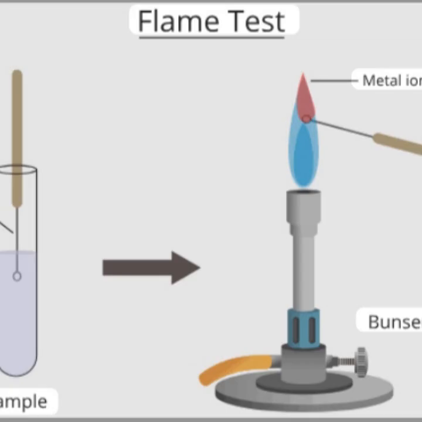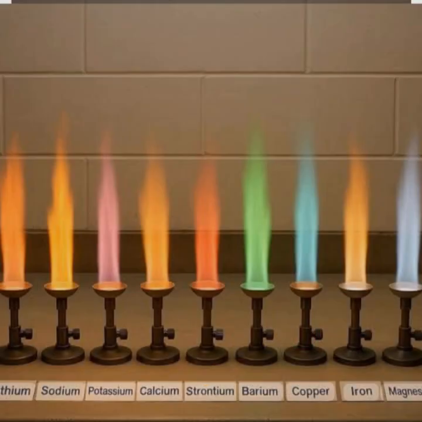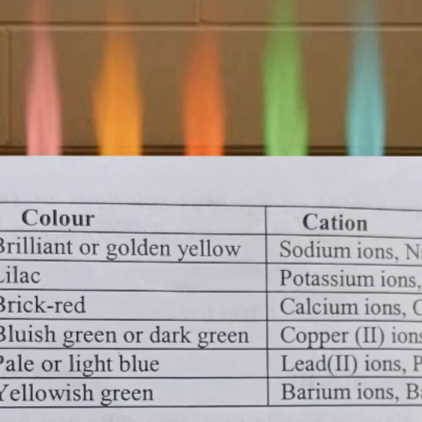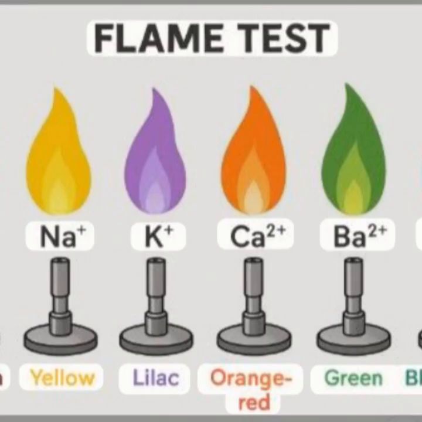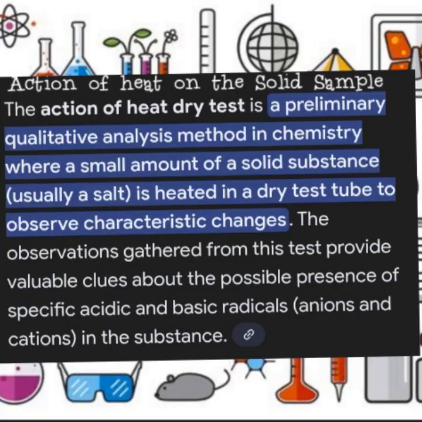There are more things you can take your time and study. Flame test. This is how it's done. You get a spatula, you put a dry sample on the fire, and you discover that all cations of salts give different colors, as you can see here. Sodium is golden yellow, potassium is lilac, calcium ion is brick red, copper is bluish green, lead ion is pale or light blue. These are things you should get familiar with, because these are the kind of tests you might be asked to carry out for your practical examination.